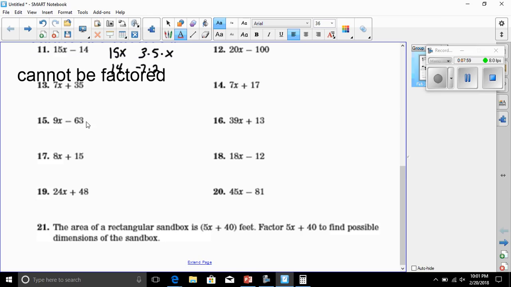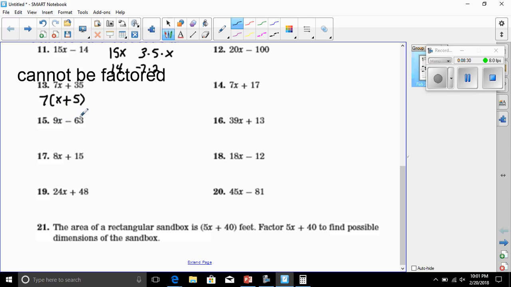All right, let's go ahead and check out number 13. Number 13 says 7x plus 35. Well, we know that 7 times 5 is 35. So right off the bat, we know that 7 does factor into 35. We can go ahead then and put 7 in front as our greatest common factor. What times 7 will give us 7x? Well, that's 7 times x. And what times 7 will give us 35? That's going to be 5. And there's our answer.